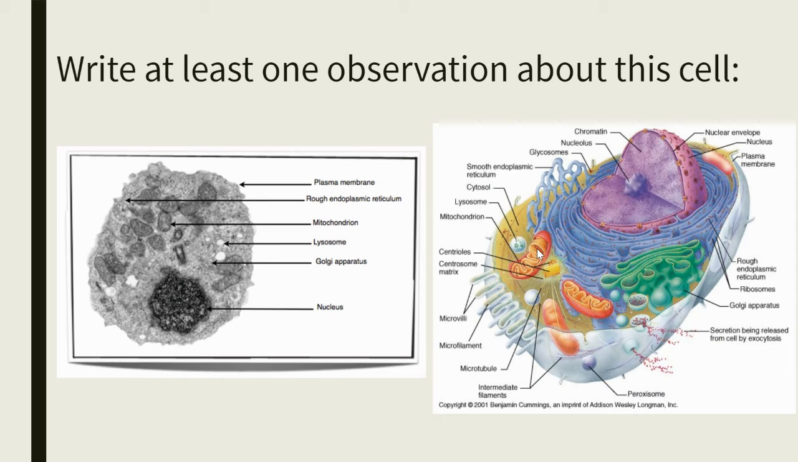Next, write at least one observation about this cell that you see here. You could either look at this one, which is a microscope image, or this one, which is a drawn image.